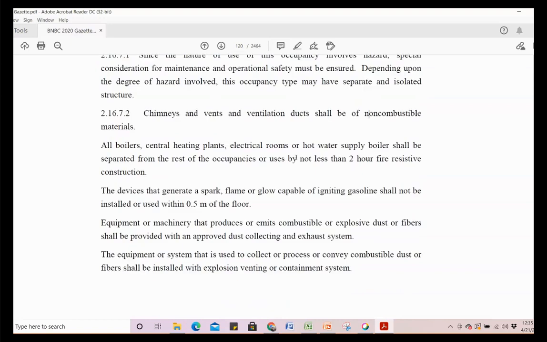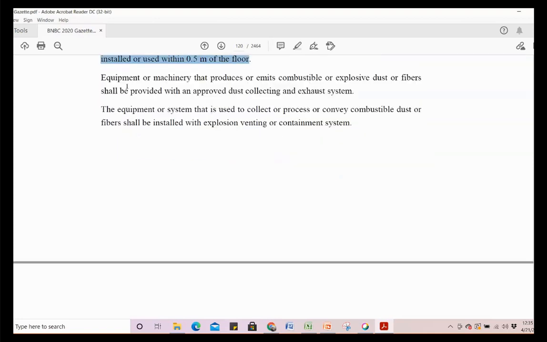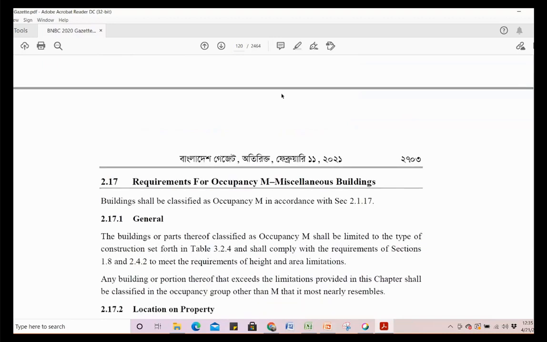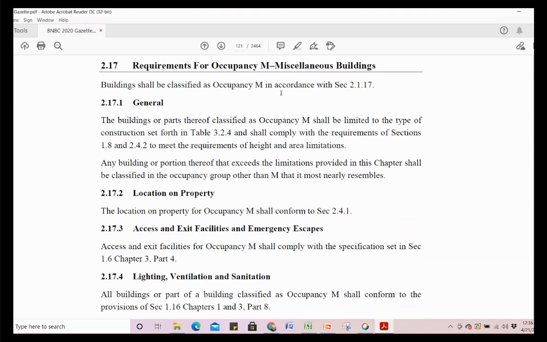central heating, electrical rooms. It has to be 2-hour fire resistive construction, where there is a risk of generating spark, flame, or glow. It shall not be installed or used within 0.5 meter of the floor, so it will be lifted up. For equipment or machinery that produces or emits combustible or explosive dusts, there will be measures. So that is what occupancy L, or utility occupancy, is.